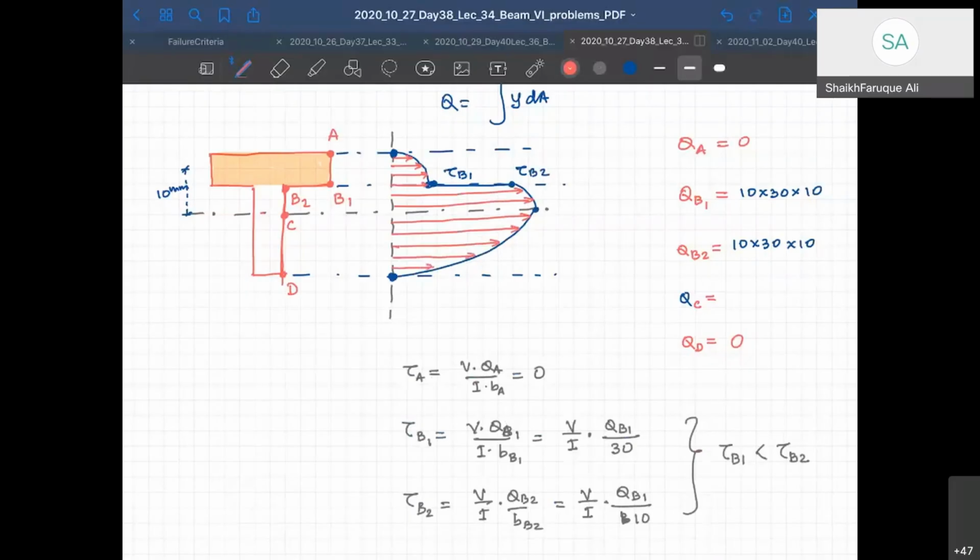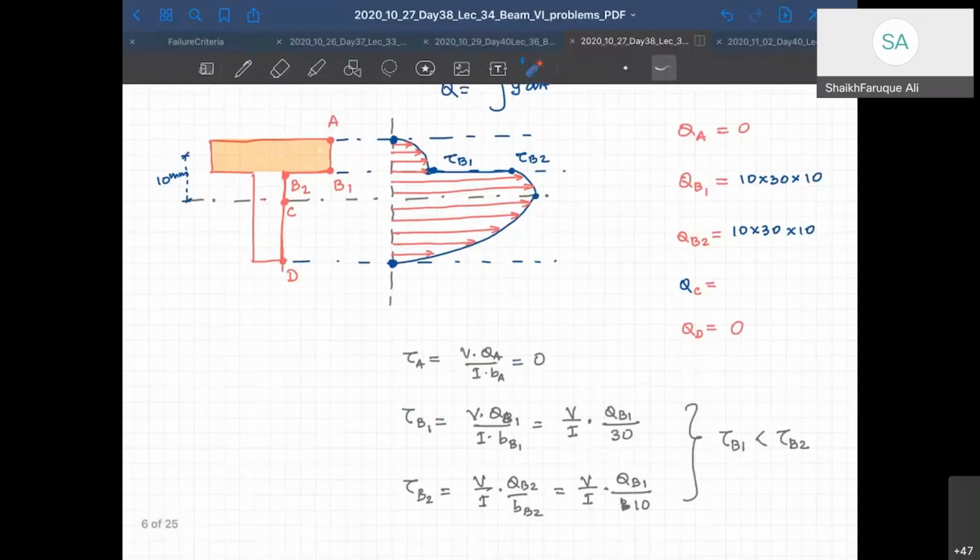You can see there is a small discontinuity here, as you have already predicted. This discontinuity is due to the change in the width of the cross section. So wherever there is a change in a cross section, there will be a jump in shear stress. And shear stress will be maximum at the neutral axis because y is 0 at the neutral axis. Now Q at C is going to be maximum.